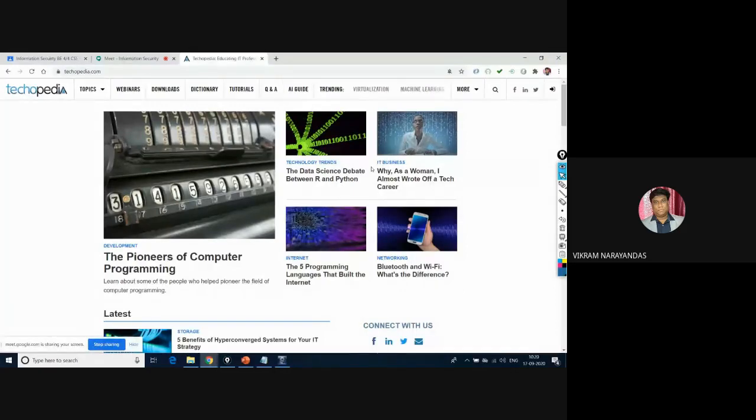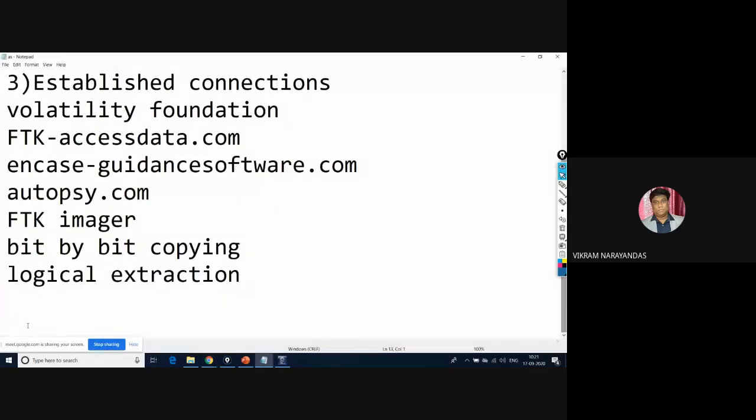So just go to Google. Type technopedia.com. You can see that different operating systems have different file systems. For example, if you take the Linux operating system, the Linux file system is ext2. Yes or no? ext2 is one kind of file system for Linux.